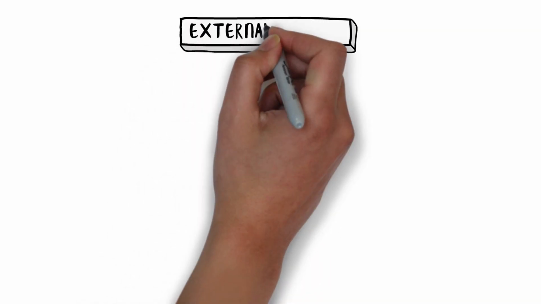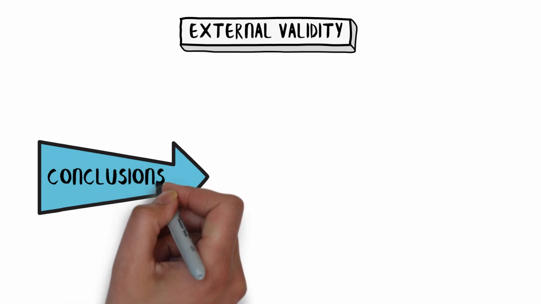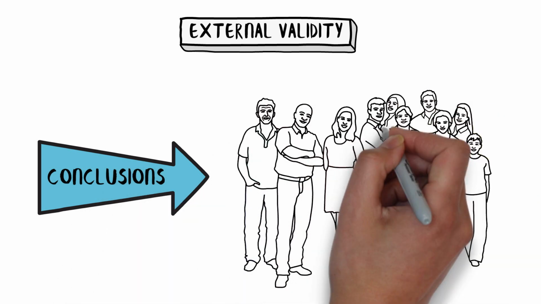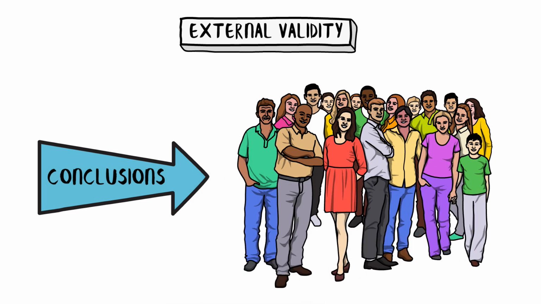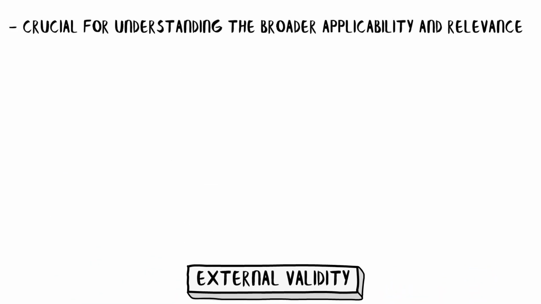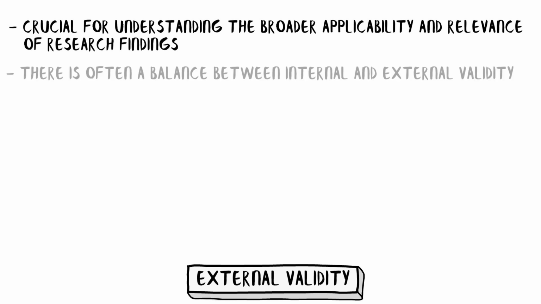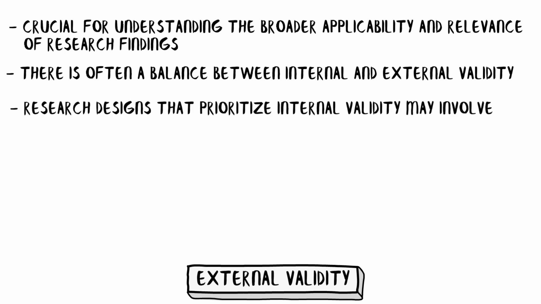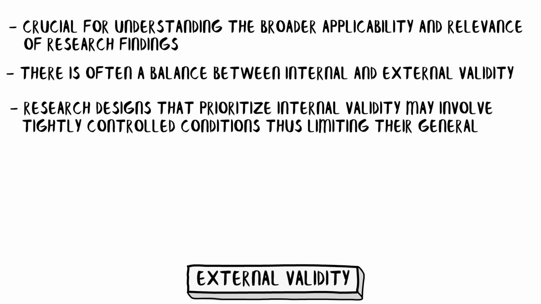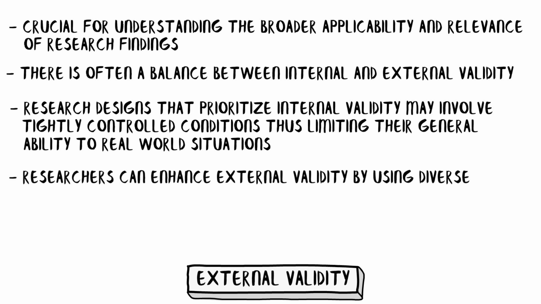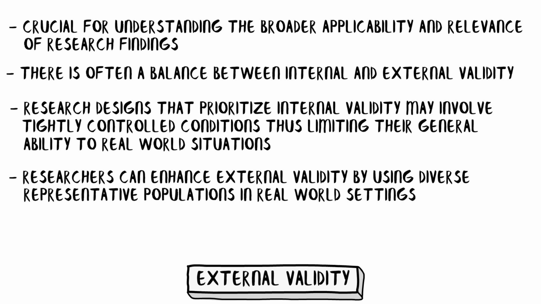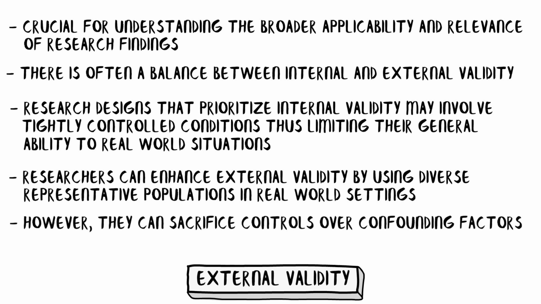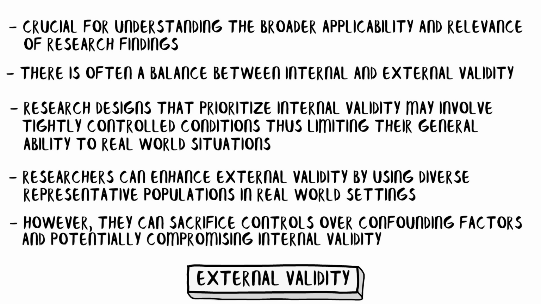External validity is the validity of applying the conclusions of a scientific study outside the context of that study. It is the extent to which the results of a study can be generalized to and across other situations, people, stimuli, and times. External validity is crucial for understanding the broader applicability and relevance of research findings. There is often a balance between internal and external validity. Research designs that prioritize internal validity may involve tightly controlled conditions, thus limiting their generalizability to real-world situations. Researchers can enhance external validity by using diverse, representative populations in real-world settings. However, they can sacrifice control over confounding factors, potentially compromising internal validity.